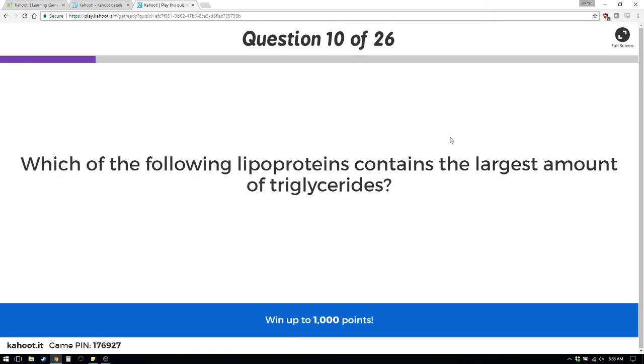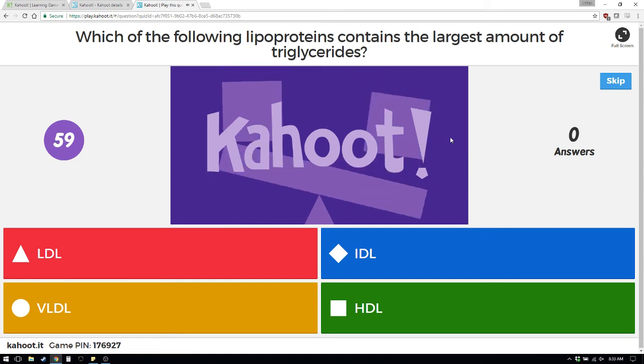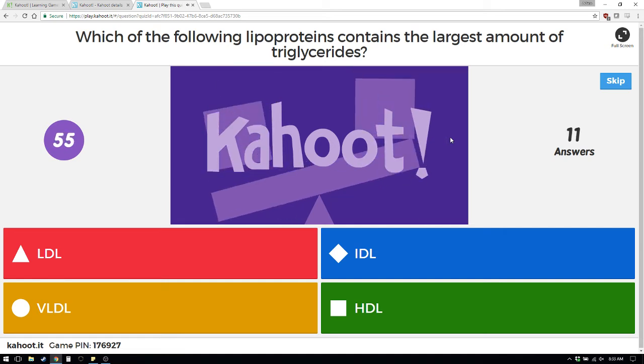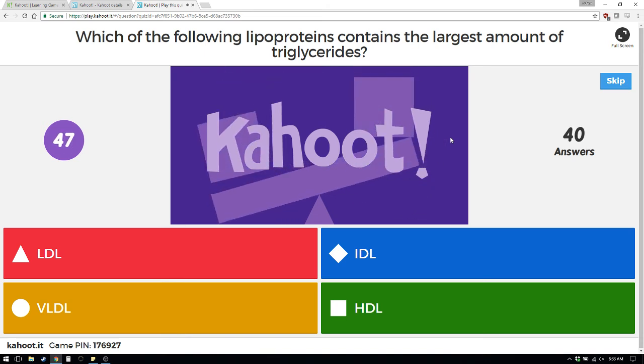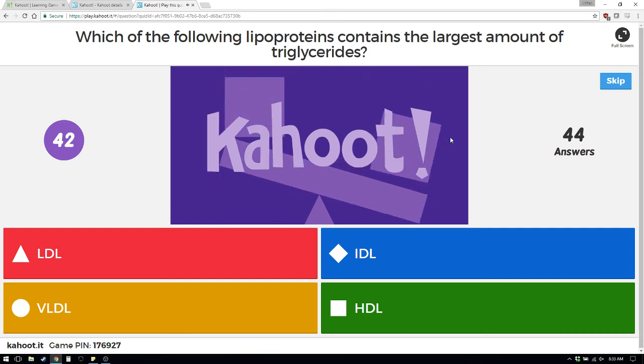Which of the following lipoproteins contains the largest amount of triglycerides? I think when I do this again next year, I'll probably include more detail on cholesterol metabolism and whatnot, because I didn't spend quite enough time on that. We'll cover it more in pharm when we talk about anti-lipemics.